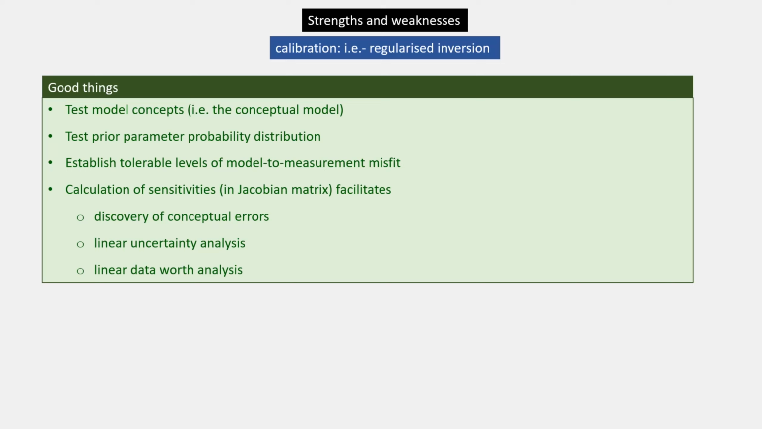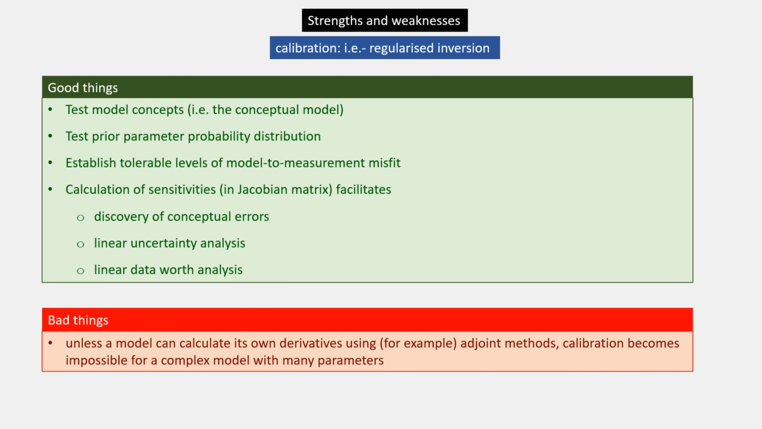And then when the model is built, we have our minimum error variance parameter field and the capacity to make predictions of minimized error variance, and then do other nice things with linear analysis such as linear data worth analysis. The bad thing about calibration is, well, it's expensive, and if we've got a highly parameterized model and we're calculating derivatives using finite differences, we have to do an awful lot of model runs, and this is going to cost us dearly if we've got a lot of parameters and if that model takes a long time to run.